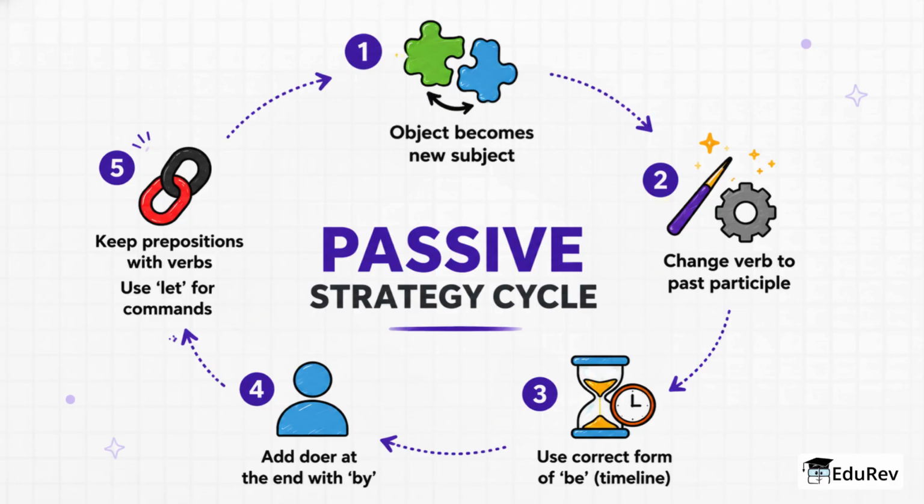1. The object of your active sentence always becomes your new subject. 2. Always change your main verb to its past participle form. 3. Use the exact correct form of the verb to be based on your timeline. 4. Introduce the original doer at the very end with the preposition by. And 5. Keep your prepositions tightly attached to their verbs and always rely on the let formula for commands.